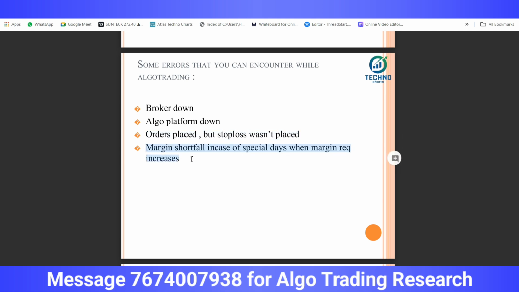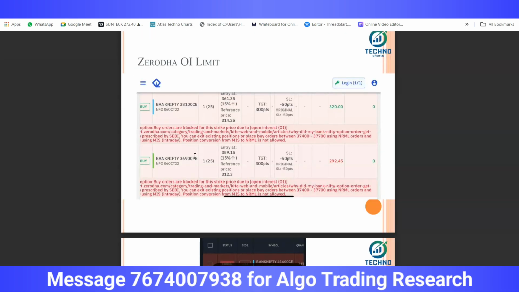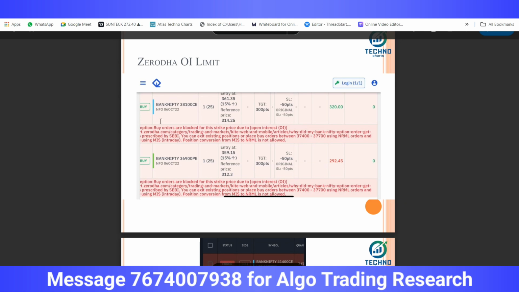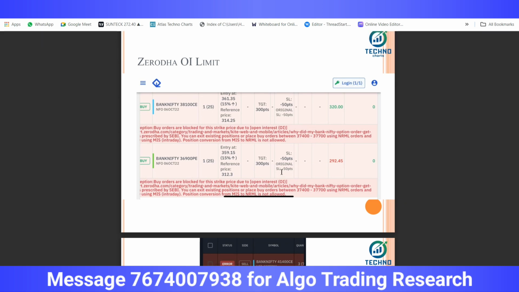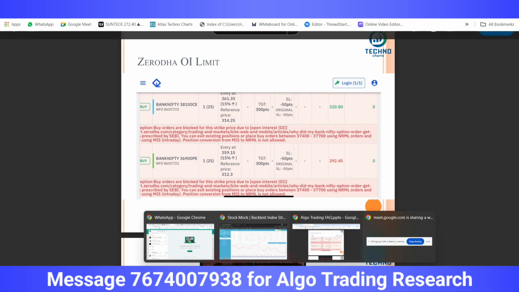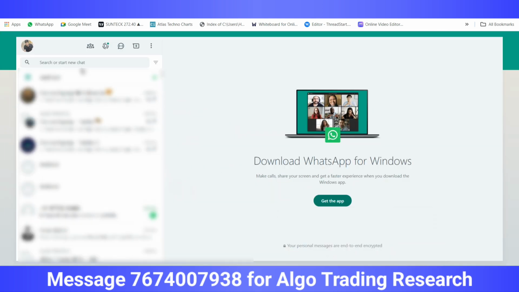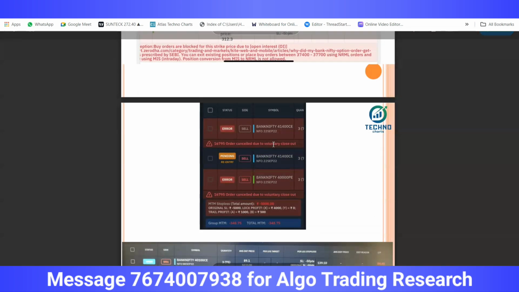Margin shortfall is another one, on special days when the margin requirement increases. So these are the kinds of errors that you can face whenever you are doing algo trading, and it is really important that you stay in front and solve these errors whenever they come. We have seen the Zerodha OI limit error.